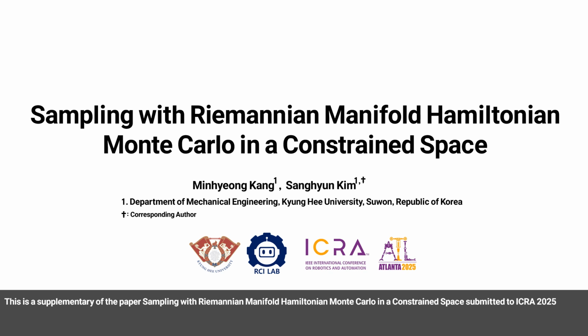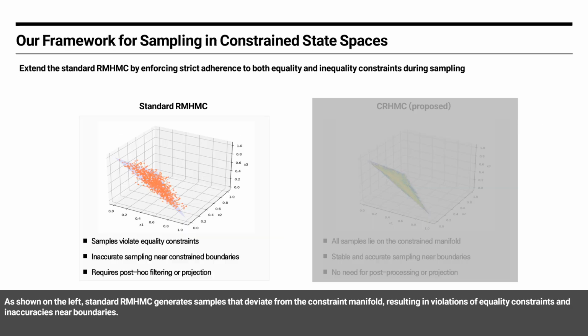This is a supplementary video of the paper "Sampling with Riemannian Manifold Hamiltonian Monte Carlo in a Constrained Space," submitted to ICRA 2025. As shown on the left, standard RMHMC generates samples that deviate from the constraint manifold, resulting in violations of equality constraints and inaccuracies near boundaries.